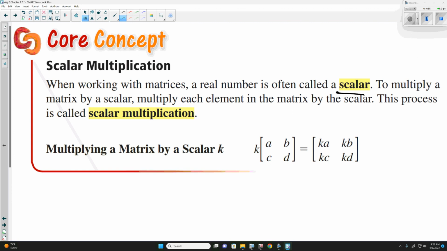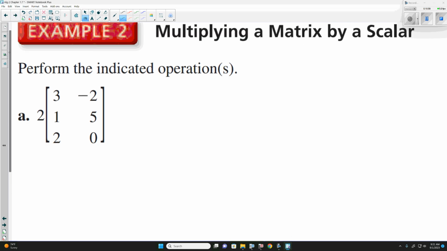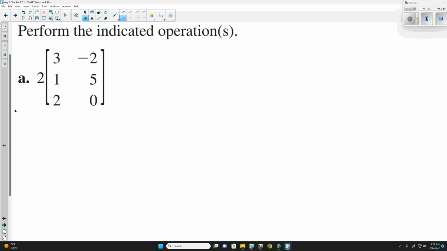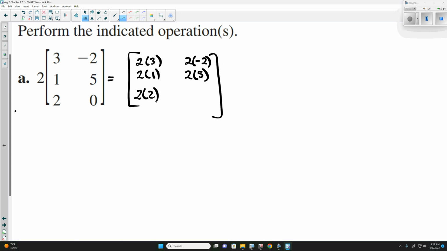Scalar, scale. We scale something up, we scale something down. That's really what we're doing. So if we do this here, we want to scale this matrix by a factor of 2. What we're going to do is multiply each element in the matrix by 2. So we're going to do 2 times 3. 2 times negative 2. 2 times 1. 2 times 5. 2 times 2. And 2 times 0.